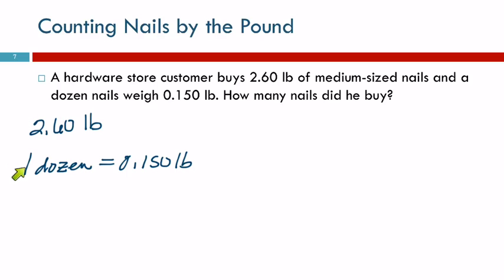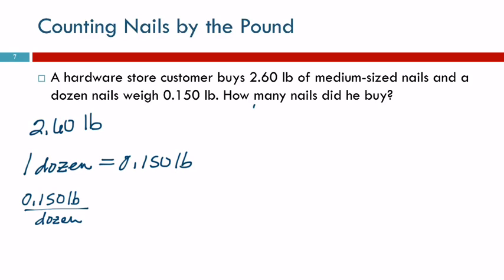So in looking at these numbers that we pulled out of this sentence, this one is just a single unit, 2.6 pounds. That could not in any way be used as a conversion factor. But this is a relationship, isn't it? A dozen nails weigh 0.150 pounds. We could also write that as 0.150 pounds per dozen nails, right? That looks like a conversion factor.